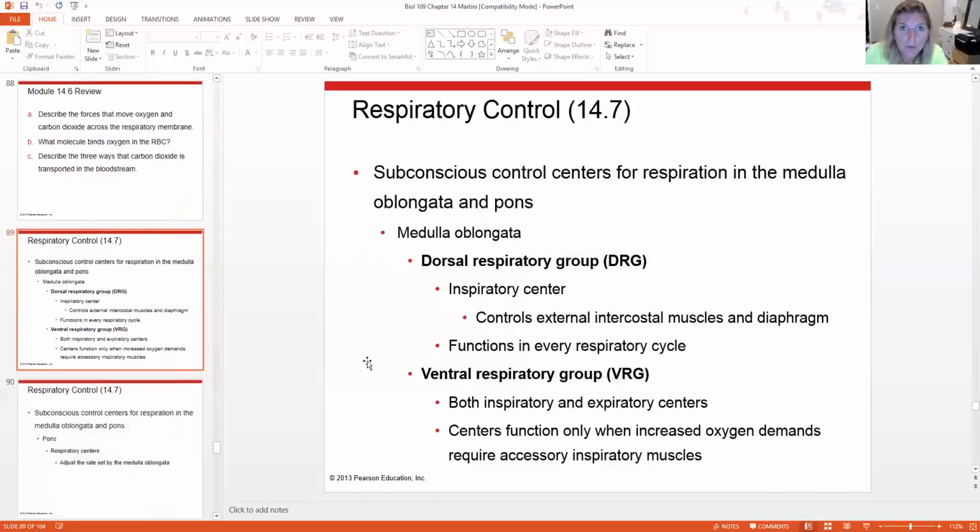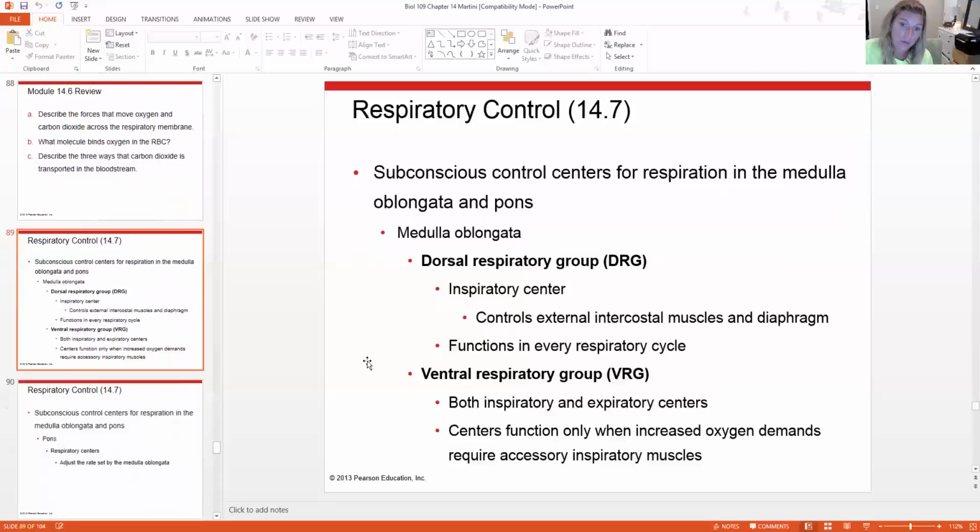Let's talk about how the respiratory system is controlled. There's subconscious control of the respiratory system done by the medulla oblongata and the pons. The medulla oblongata has what's called the DRG and the VRG. The DRG is the dorsal respiratory group. This controls the inspiratory center, which is controlling your external intercostals and your diaphragm, functioning with every breath you take.